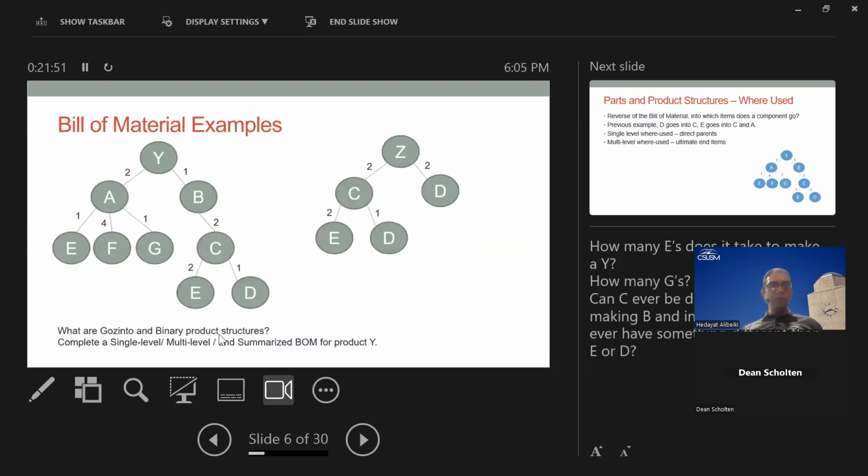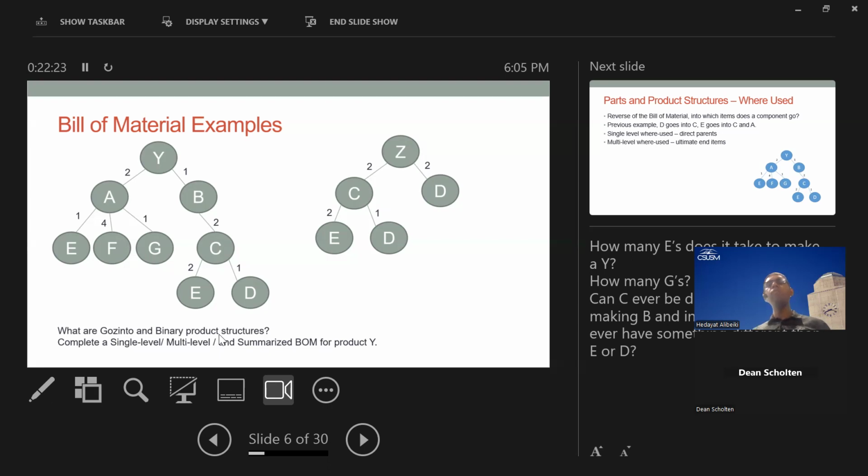Okay, I'm gonna move on, and then this is multi-level. Single level would be if we have to just show the immediate children. So if I say Y is made up of 2 A's and 1 B, without explaining what else goes into the sub-assembly A, that would be a single level bill of material, right? So that's it.